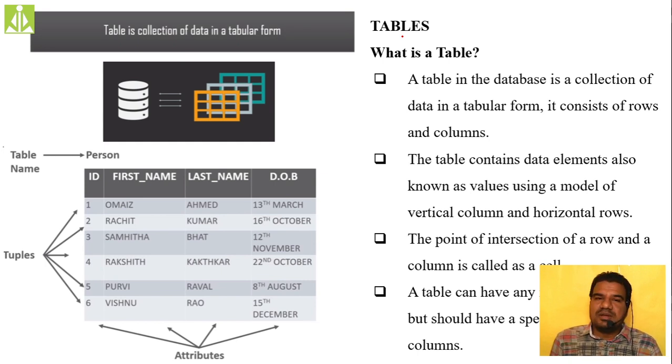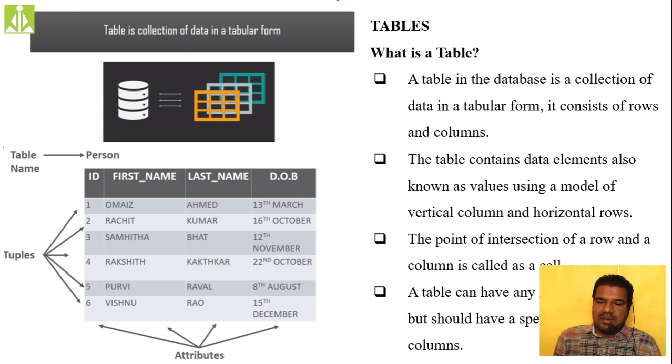So your tables, your Excel sheets, spreadsheets, and your tables inside a database, all these are relational models, because the data will be in an organized model. A table in the database is a collection of data in a tabular form.